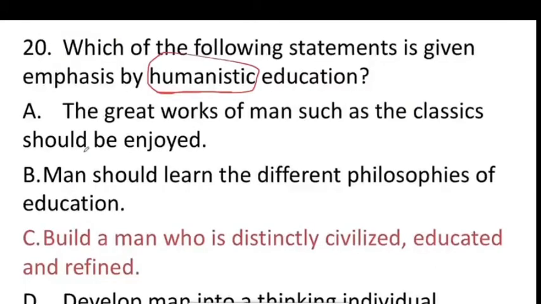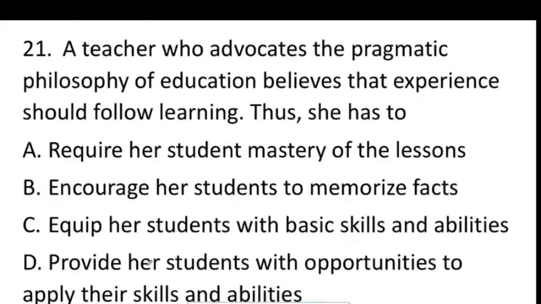So for number 20, again, when you're talking about humanistic education, the correct answer would be build a man who is distinctly civilized, educated, and refined. Someone who has reached his full potentials. That's the tenet of humanistic education. Number 21, a teacher who advocates the pragmatic philosophy of education believes that experience should follow learning. Thus, she has to.